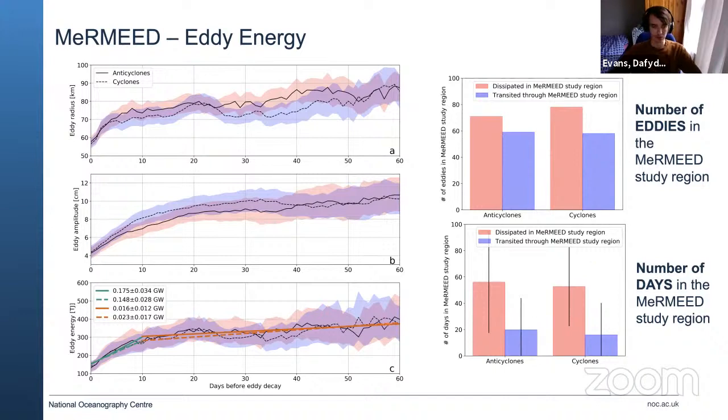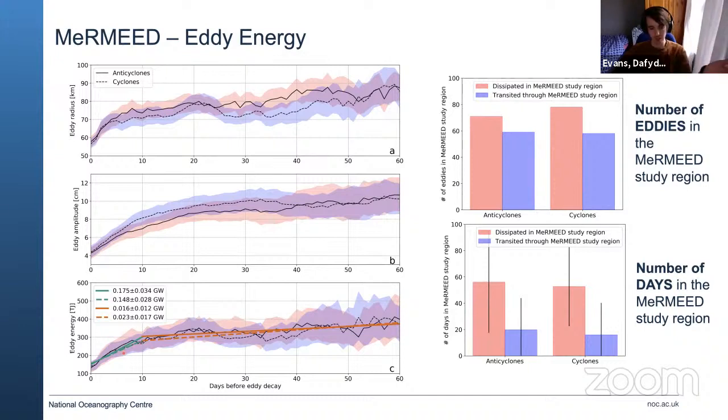But the important thing to look at here is this orange line. This shows the rate of decay of these eddies from 10 to 60 days before they disappear from the altimetric record. We can see that the average for anticyclones, which is the solid line, is 0.016 gigawatts, and our cyclonic eddies are 0.023. We trust this estimate less between 0 and 10 days before decay, as I think it might be biased slightly by the fact that at some point a lot of these eddies will disappear from the altimetric record and bias our rate of decay in here.